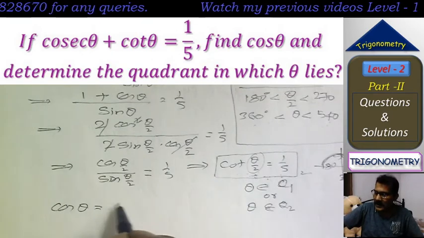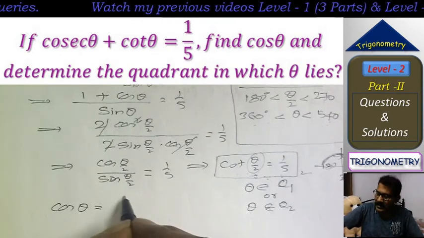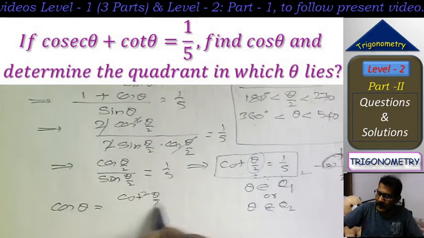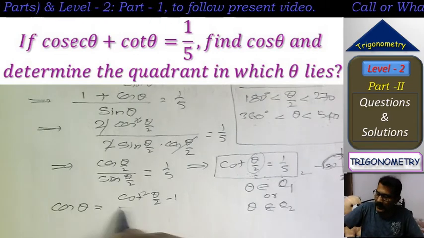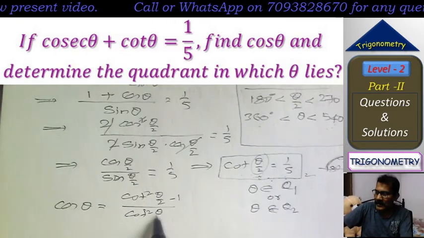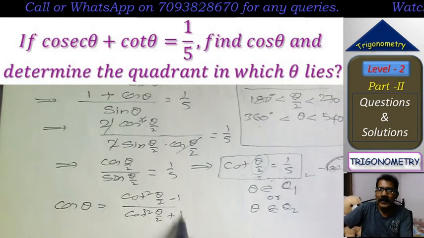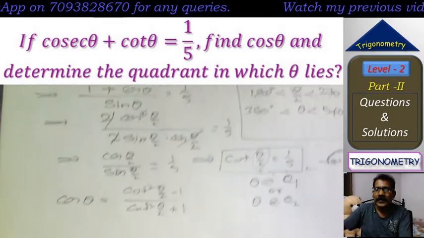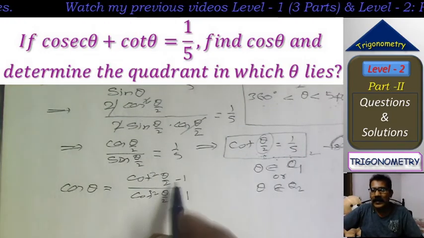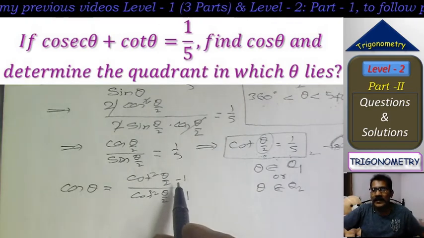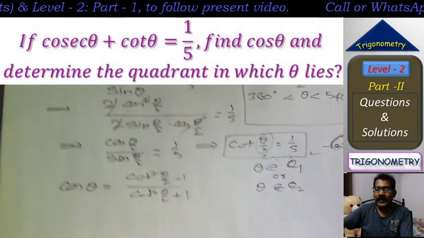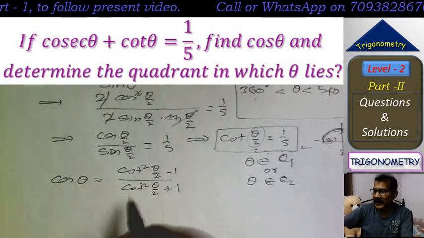So cos theta you can write as cot square theta by 2 minus 1 divided by cot square theta by 2 plus 1. This is a formula you can check from multiple submultiple angles. That's why every time, to understand these questions, better you watch the previous videos, level 1 and level 2, in that all these formulas and concepts are explained very clearly.